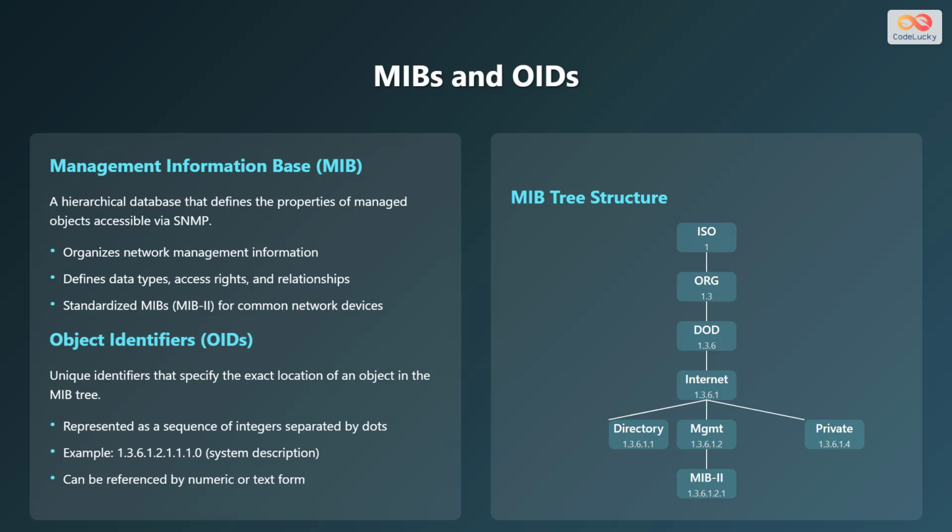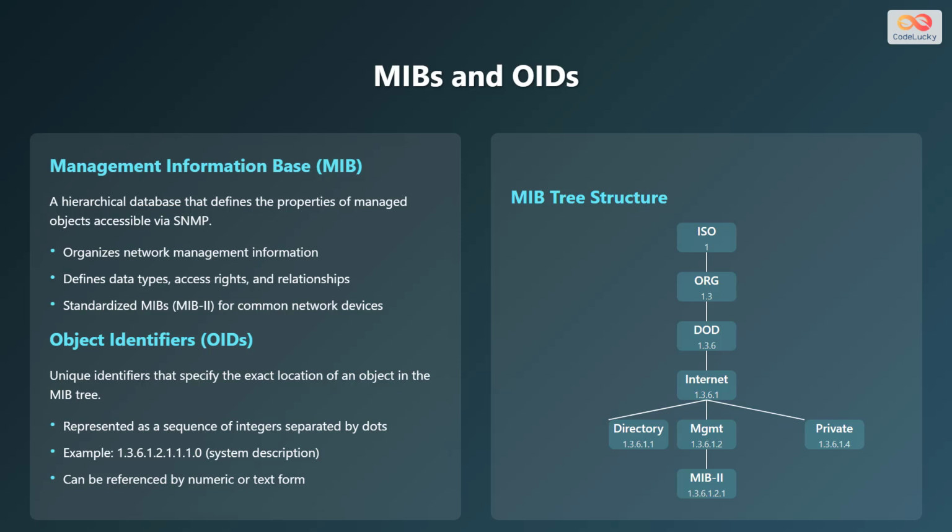A Management Information Base, or MIB, is a hierarchical database that defines the properties of managed objects accessible via the Simple Network Management Protocol, or SNMP. It organizes network management information, defines data types, access rights, and relationships. Standardized MIBs like MIB-2 exist for common network devices.